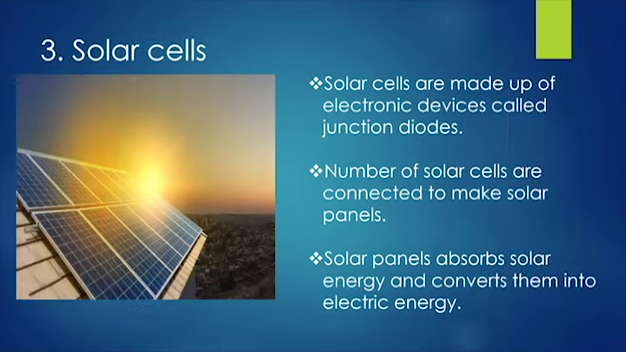Let's move on to the third category of cells, solar cells. Solar cells are made up of electronic devices called junction diodes. A number of solar cells are connected to make a solar panel. Solar panels absorb solar energy and solar energy is converted into electric energy in solar cells.